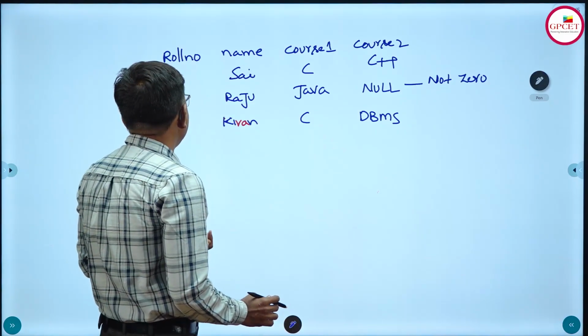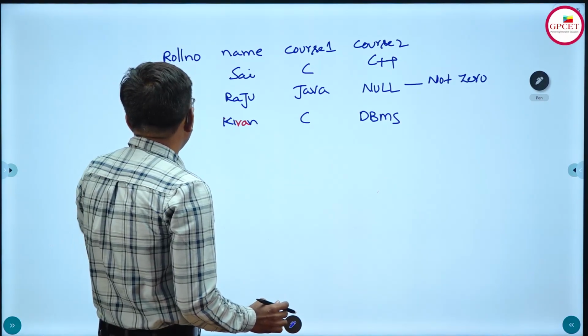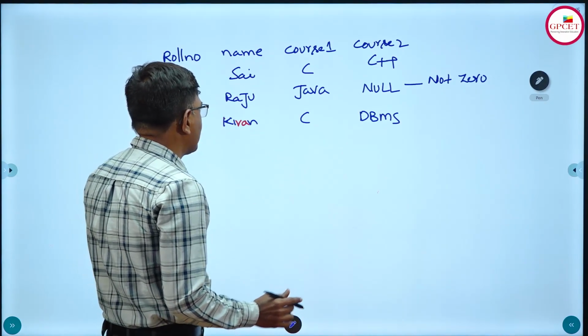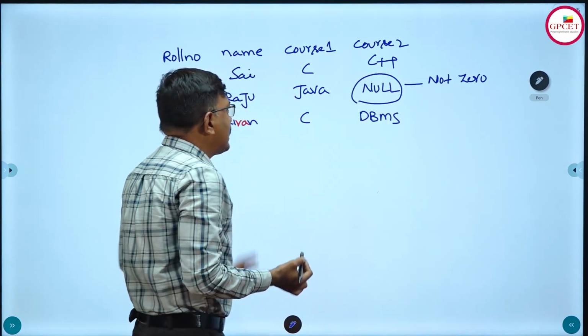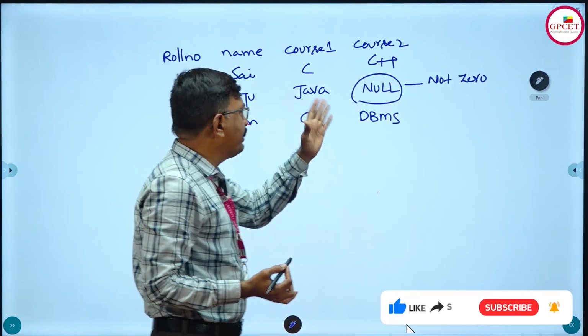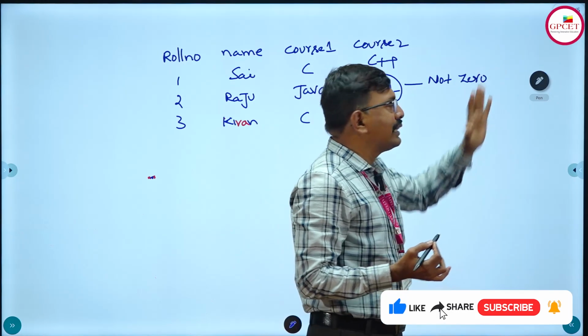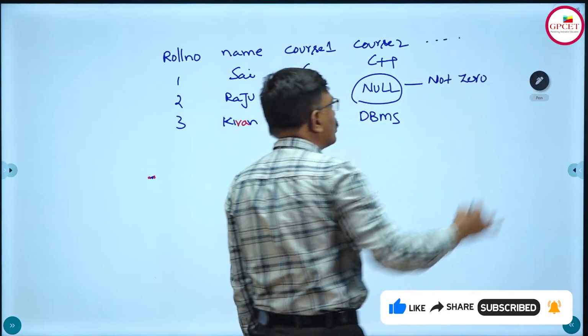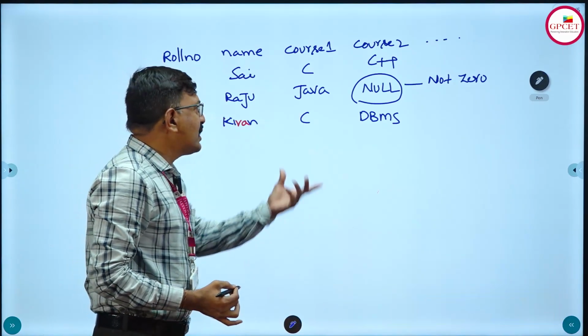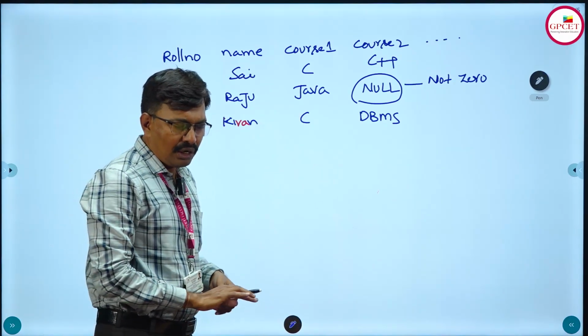Observe here, there are no multi-valued attributes. But what is the problem here? The problem is the null. Suppose one student can join many courses: null 1, null 2, null 3, like that. Course 1, course 2, dash, course 3, course 4, course 5. This is not a good optimization in normalization.